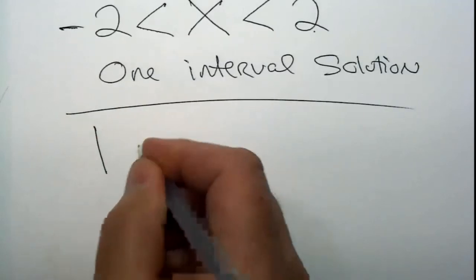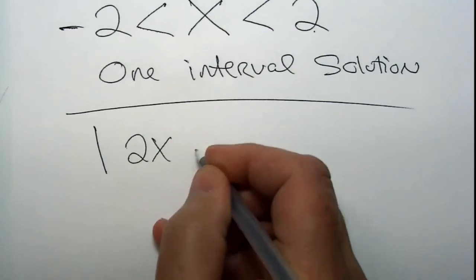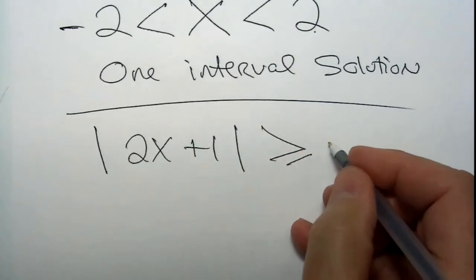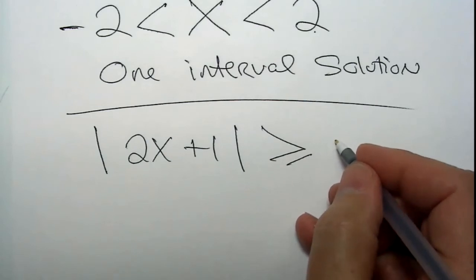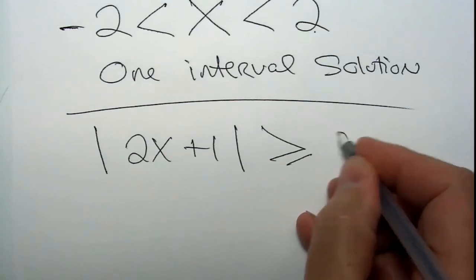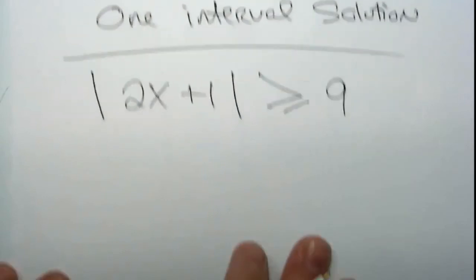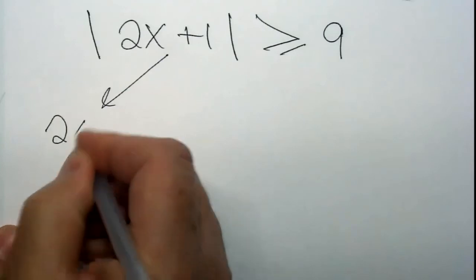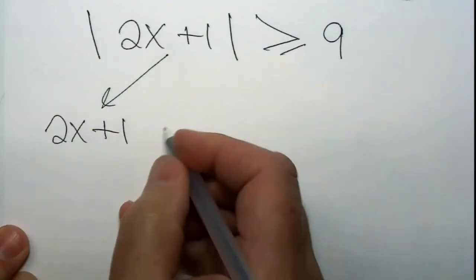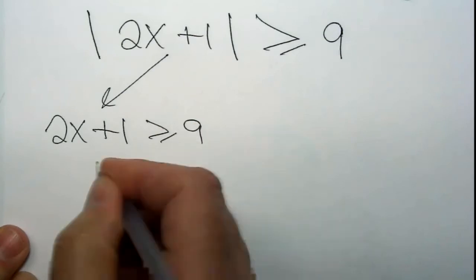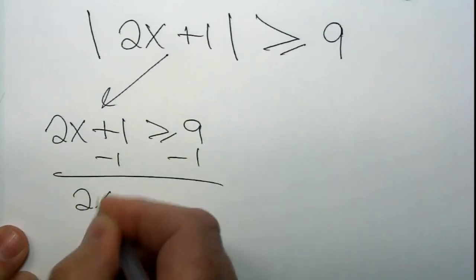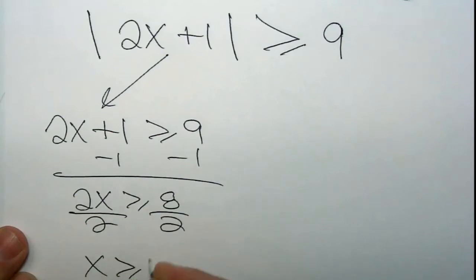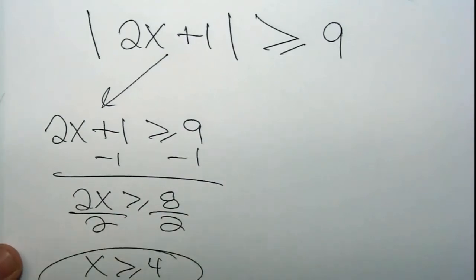Let's do the absolute value of 2x plus 1 is greater than or equal to, how about 9? This one you've got to do the hard way. There's two different outputs for absolute value. One output is simply what's underneath those absolute value symbols or inside. You solve it accordingly. So I'm going to go ahead and solve that for you. X is greater than or equal to 4.